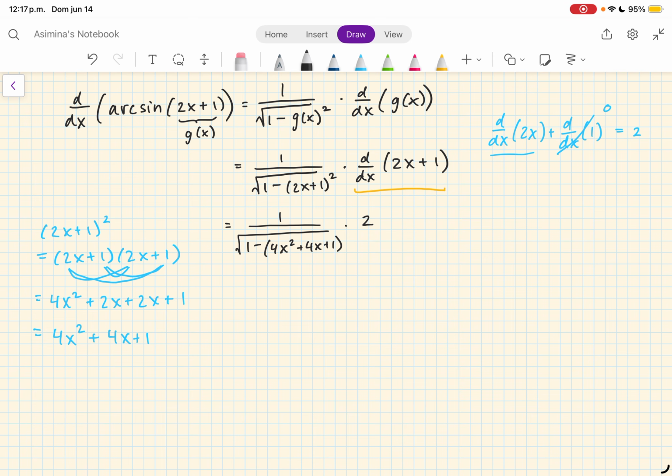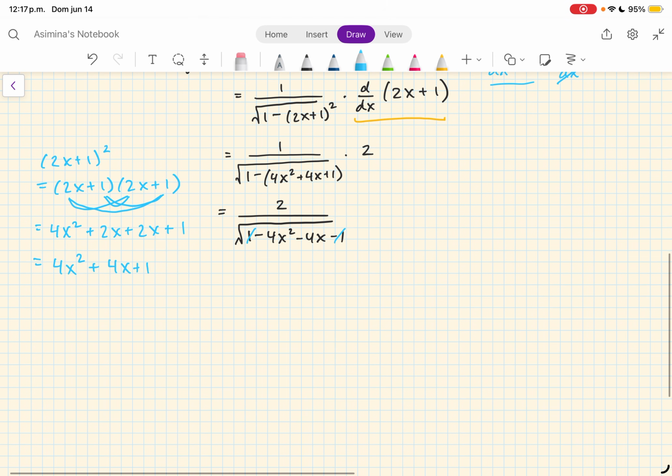So now let's simplify the denominator a bit. We have to distribute the minus sign that's over here. And it's very important you keep things in parentheses here so that when you distribute the minus sign, you get the correct answer. So we have 2 over the square root of 1 minus 4x squared minus 4x minus 1. So we see that the 1's here cancel out. We can even do some factoring. So I can factor out a 4.